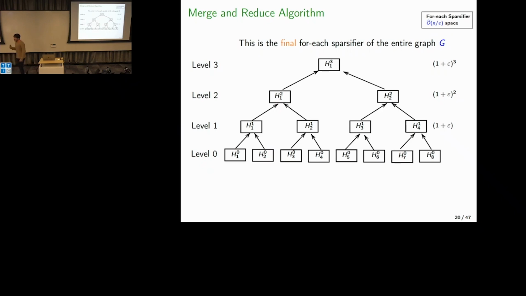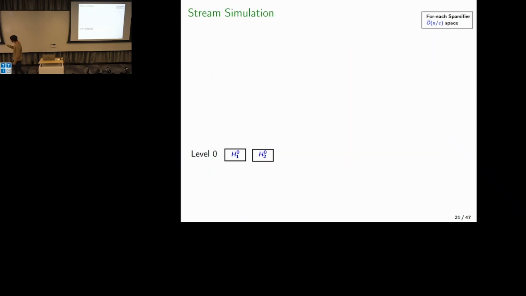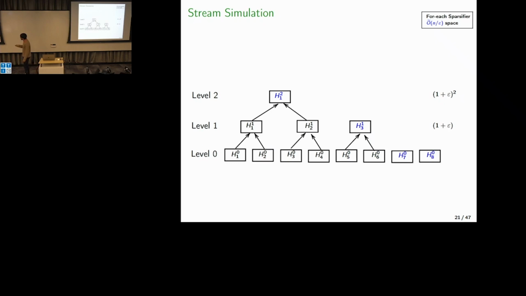Okay. And this is not a streaming algorithm yet. So let me show you how to do it in streaming. It's very simple. You keep merging the sparsifiers, and as soon as you have two sparsifiers on the same level, you just merge and put them at the next level. So you keep doing this.